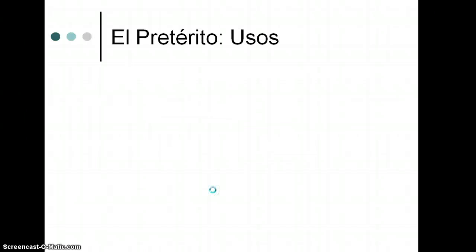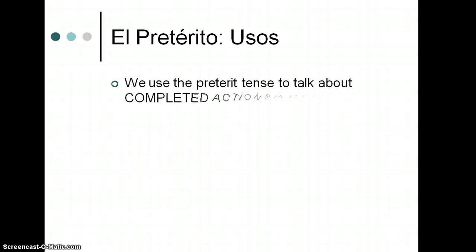So, let's talk first about el pretérito, usos del pretérito. We use the preterite tense to talk about completed actions in the past. Okay, this generally means that we give our actions a well-defined time frame. Okay, we say yesterday something happened, or 3 years ago something happened, and that means that it has a well-defined beginning and end. It's pretty clear for us.